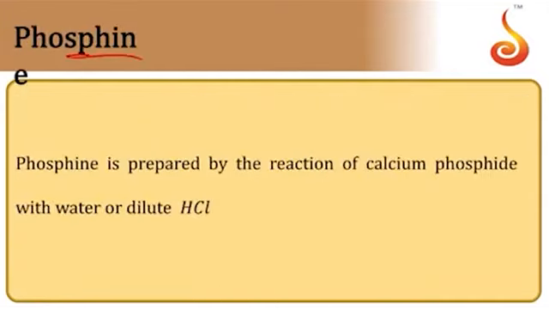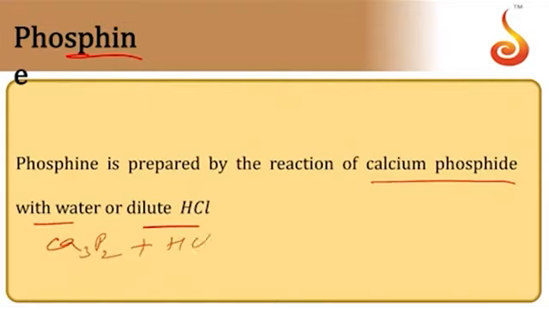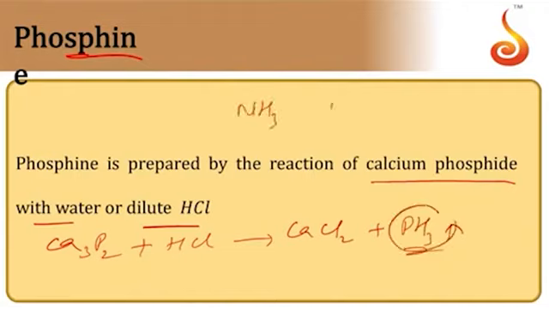Then comes phosphine gas. Phosphine gas is prepared by the action of calcium phosphide on water or else with dilute HCl. So calcium phosphide Ca3P2 plus HCl gives calcium chloride plus PH3, phosphine gas. Comparing phosphine and ammonia, both are hydrides of the same group elements. Ammonia is a very good complexing agent, whereas phosphine is not a good complexing agent. That is the basic difference between ammonia and phosphine.